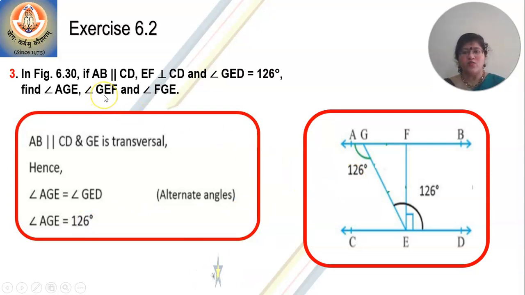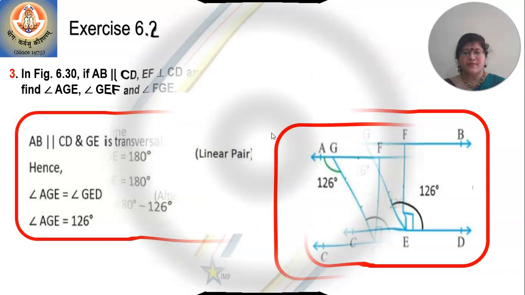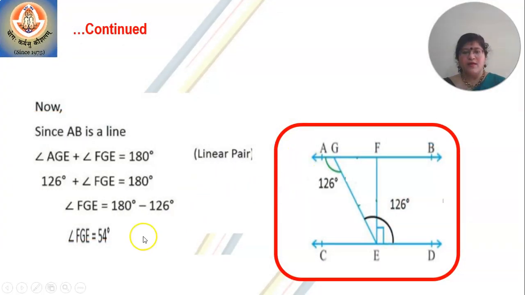Now let us find out the measure of angle FGE. Now angle FGE, what will be the measure of it? If you look at FGE and EGA, are they not angles in a linear pair? So you get this as 54 degrees. So angle FGE equal to 54 degrees. I want you to make a note of this in your notebook.